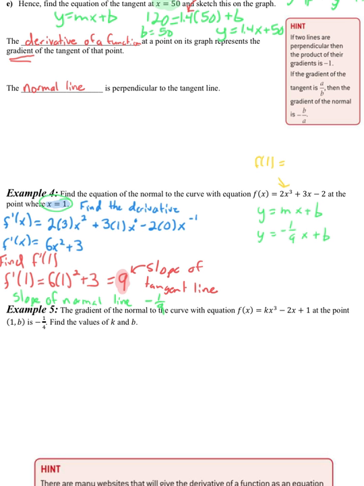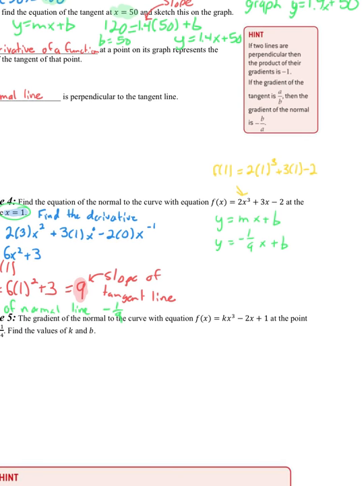We'd actually need to go back to the original function and plug in 1 as well. So we get 2 times 1 cubed plus 3 times 1 minus 2. And we'd get f of 1 equals 3.